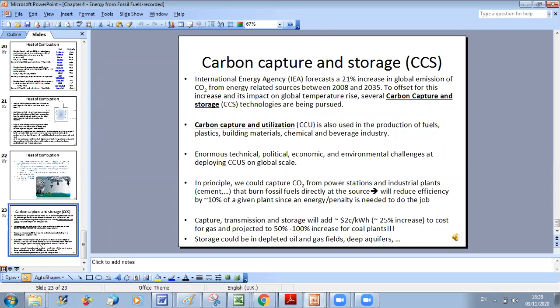We have enormous technical, political, economical and environmental challenges that are preventing the development of these strategies on a global scale, especially in countries under development, because these strategies have a high cost and need high development in technology. So, mainly we are using the strategies in developed countries.